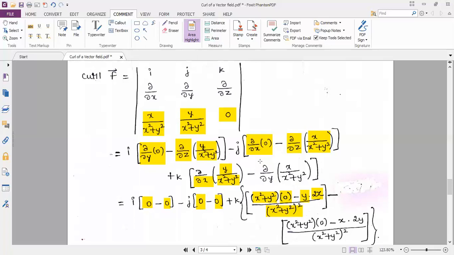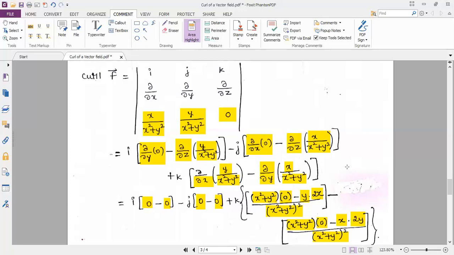minus we now perform dou by dou y of x divided by x square plus y square. So with respect to y, first writing down x square plus y square as it is, differentiation of numerator x partially with respect to y is 0, minus u term, that is numerator as it is, differentiation of x square plus y square partially with respect to y is 2y. The whole divided by v square, that is x square plus y square the whole square.